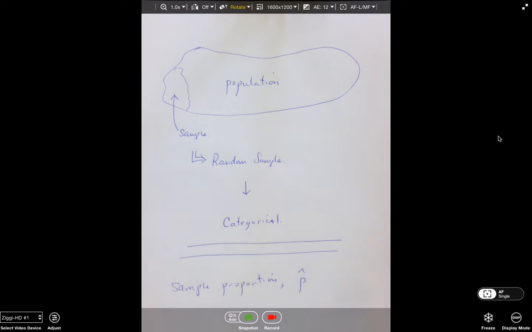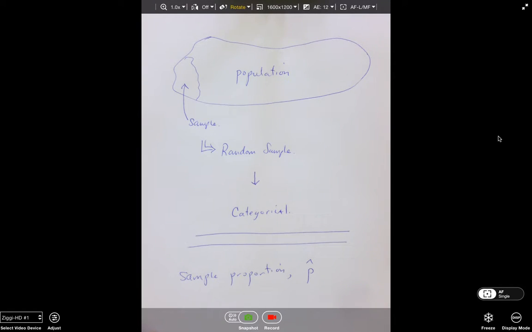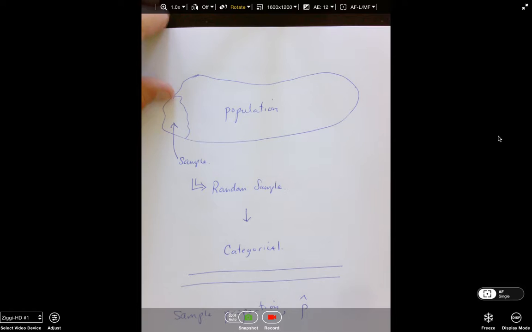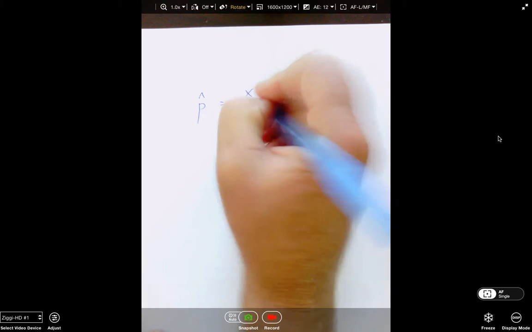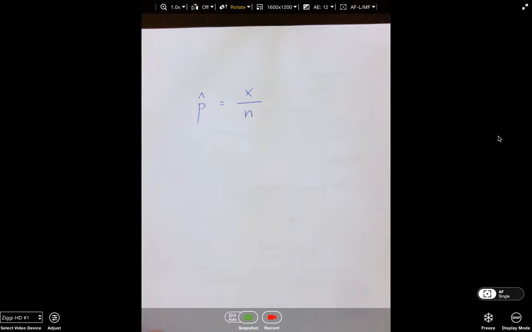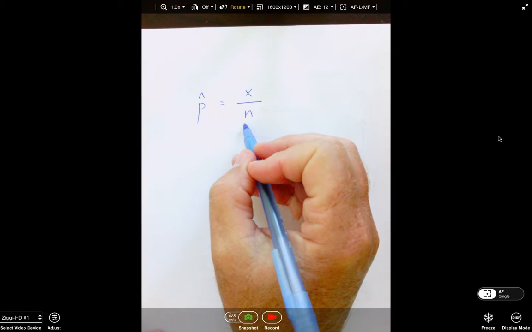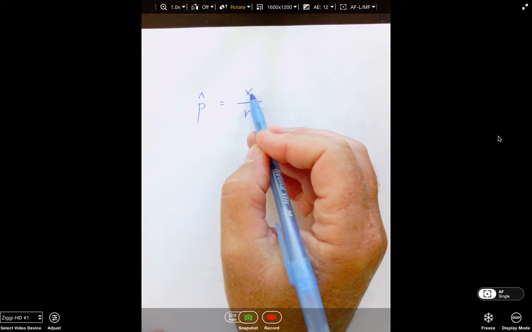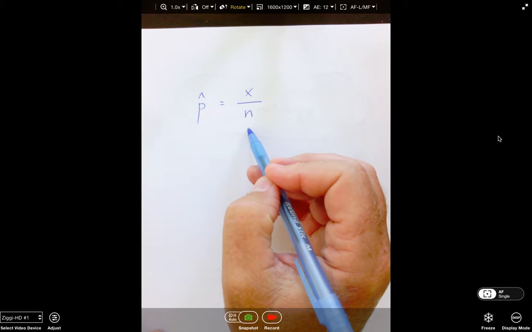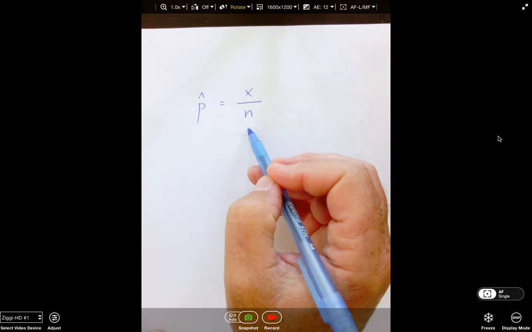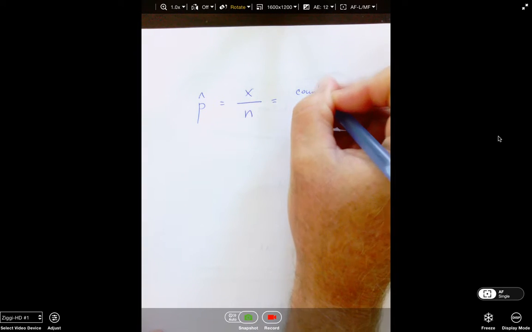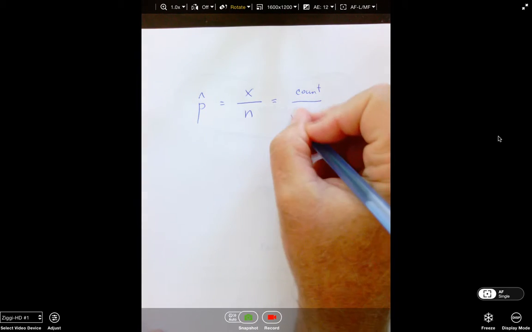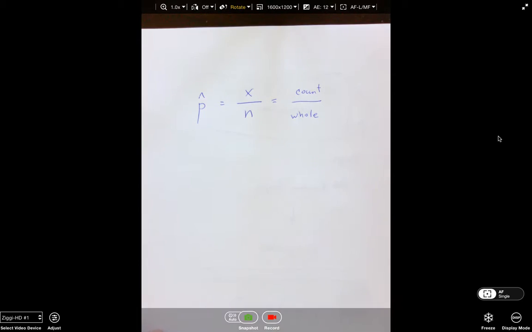And guys, the sample proportion is given as p hat. Now, p hat is always really easy to find because p hat is just x over n. Now, n is the total sample size, and x is the count out of the sample size that has the characteristic under investigation. So x is the count, and we can think of n as the whole.